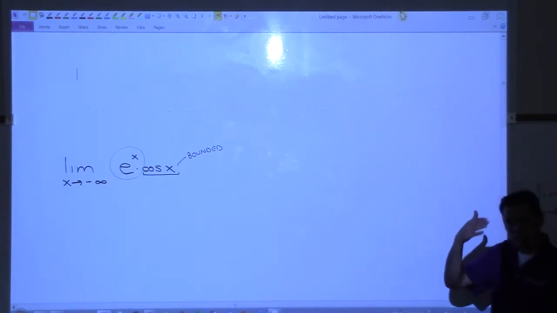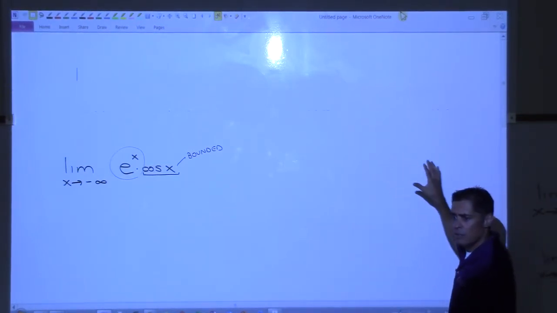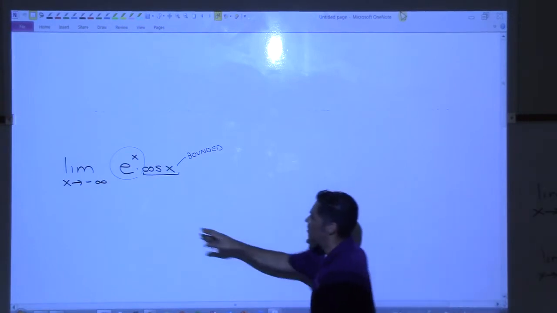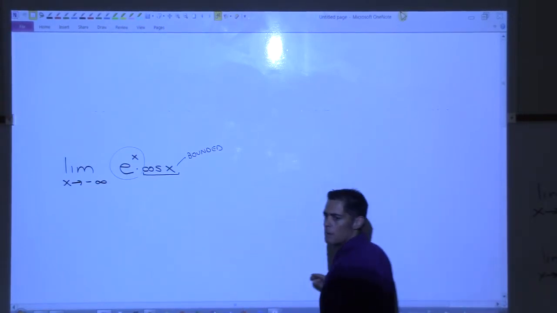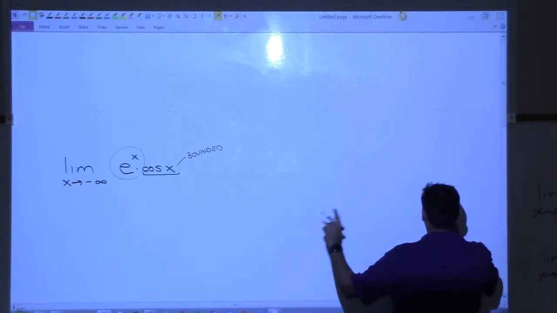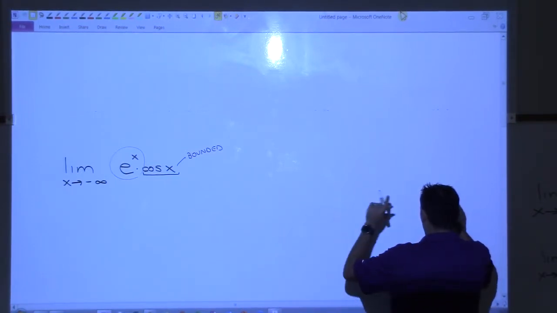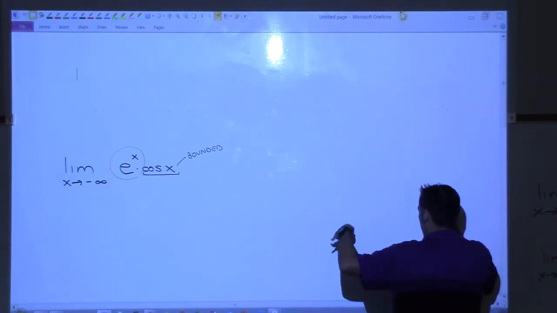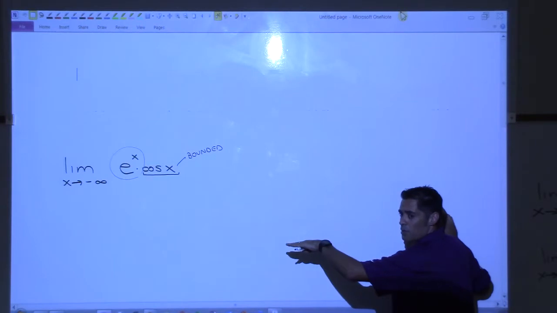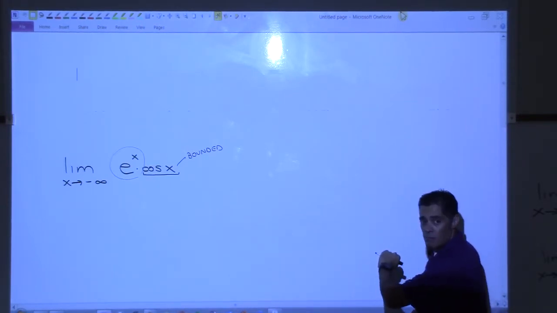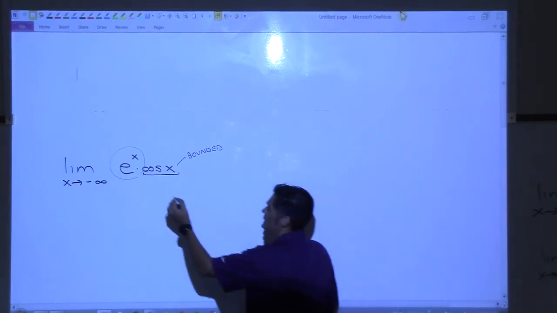So do you have an idea what e to the x looks like in your mind? Which way are we headed? Where's x headed? Negative infinity. That's right. So negative infinity is this way, right? So what is e to the x doing as you go that way? It's getting smaller. Where's it headed? Smaller to 0, right? It's headed towards 0, right, everyone? This one is headed towards 0.